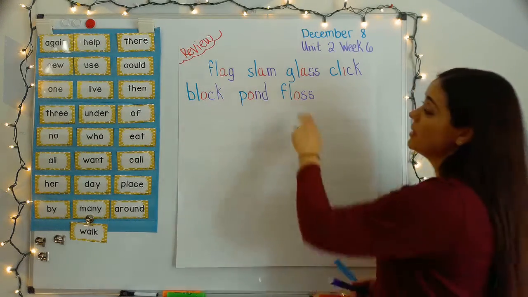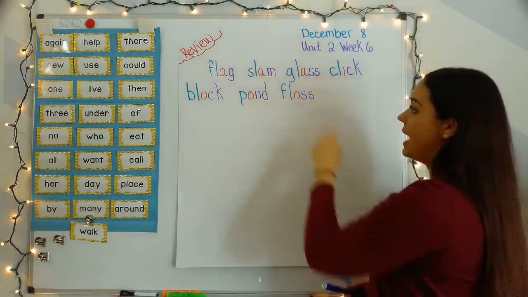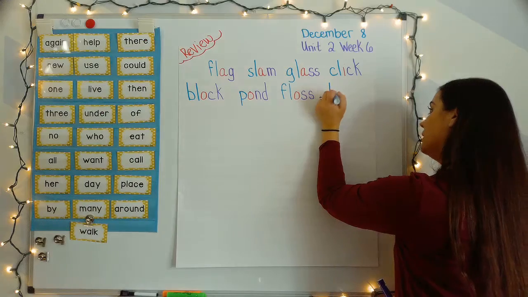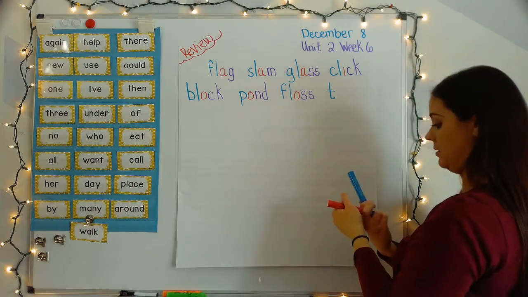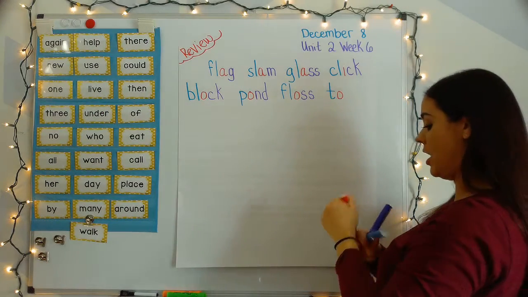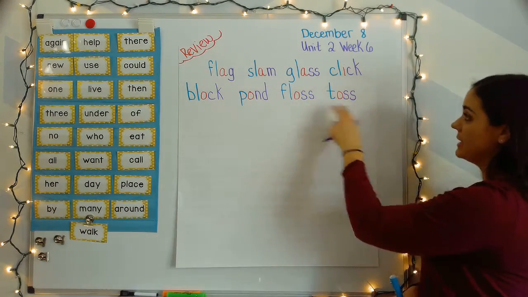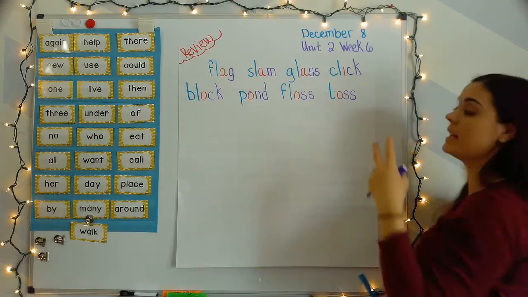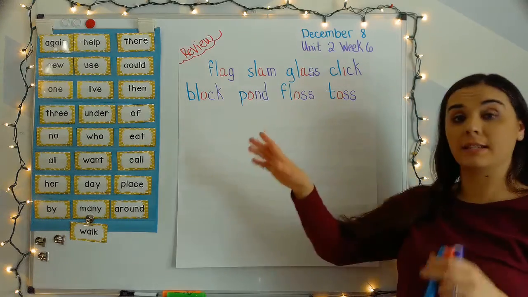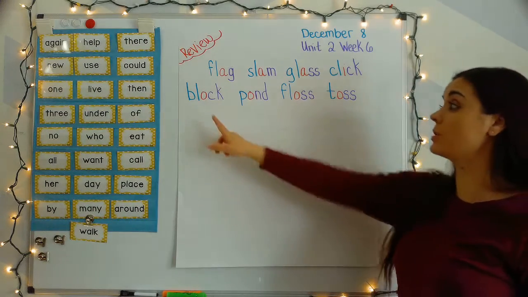Next word is going to rhyme with the word floss. It is toss. So in order to make toss out of floss, I'm going to replace the fl and add a t. So what letter is t? T says t. O says o, t-o. Two S's, just like in the word floss, they work together. They say s. Toss. All right, let's read our second line. Block, pond, floss, toss. Your turn.